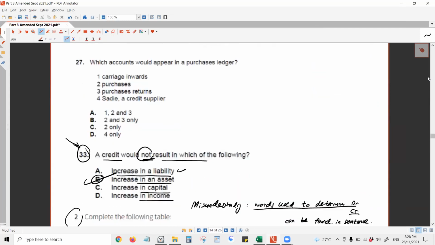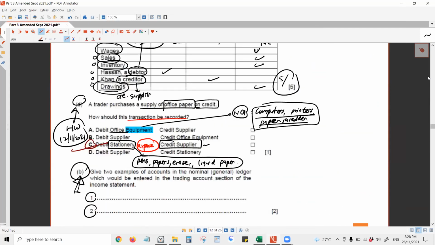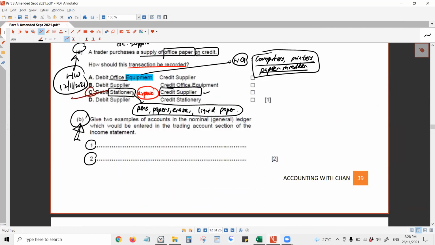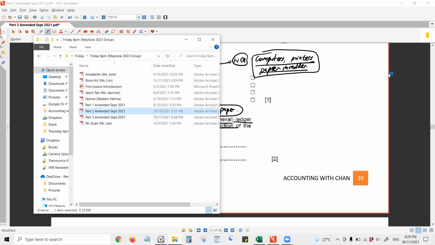Now come back to our question. Where is it? They're asking you for 2 examples of accounts in the nominal ledger. You see the bracket, general, meaning a synonym. When you see a word in brackets, they are giving you a synonym, which would be entered in the trading account section of the income statement. So this has something to do with the first part of the income statement, the trading section. Let me show you if you can recall.